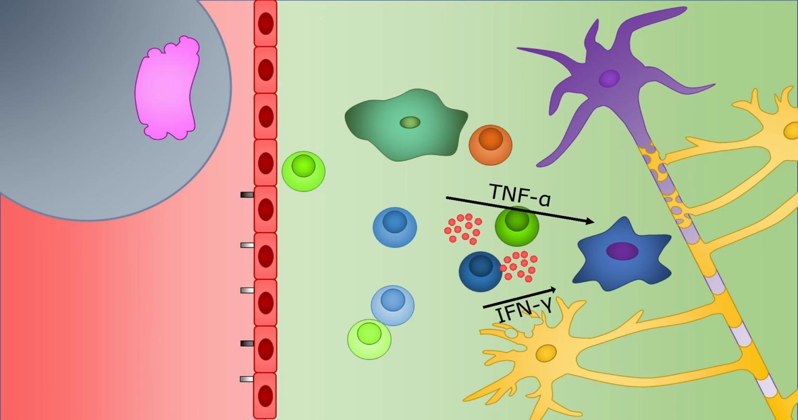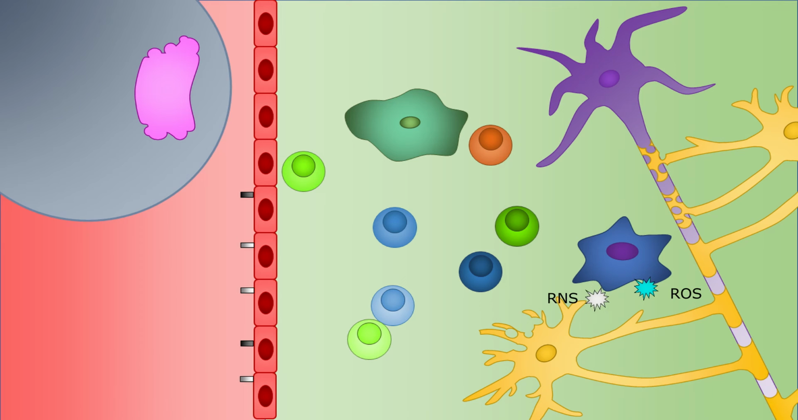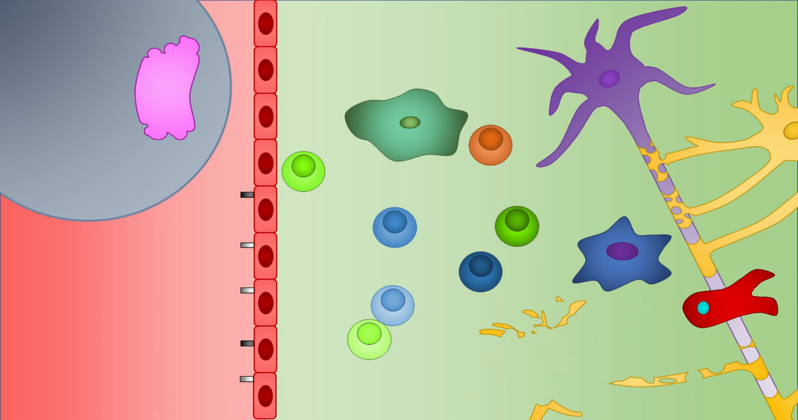Interferon gamma and tumor necrosis factor alpha cause macrophages to release reactive nitrogen species and reactive oxygen species. These cause lipid peroxidation, which disrupts membrane structure and fluidity, and also damages DNA. Once the demyelination process ends, phagocytes endocytose the myelin fragments and remyelination may be attempted.